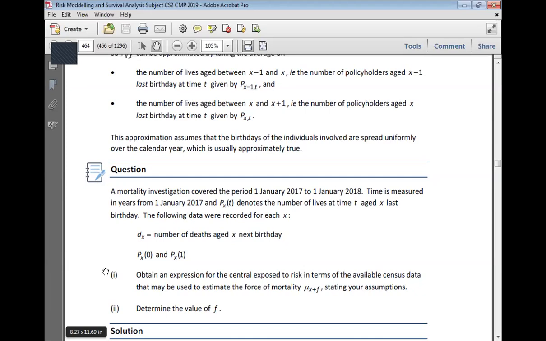mu x plus f. And yeah, so what do you guys think we are being asked here? So the very first thing that we'll have to do is we'll have to make sure that we are approximating the exposure data that we have in terms of age last to age next, right? So if I have PX0 and PX1, basically I need these particular two numbers to match with the data, and because I have this as age x last, I need to convert them into age x next, right? So what can I do now? What do you guys think?